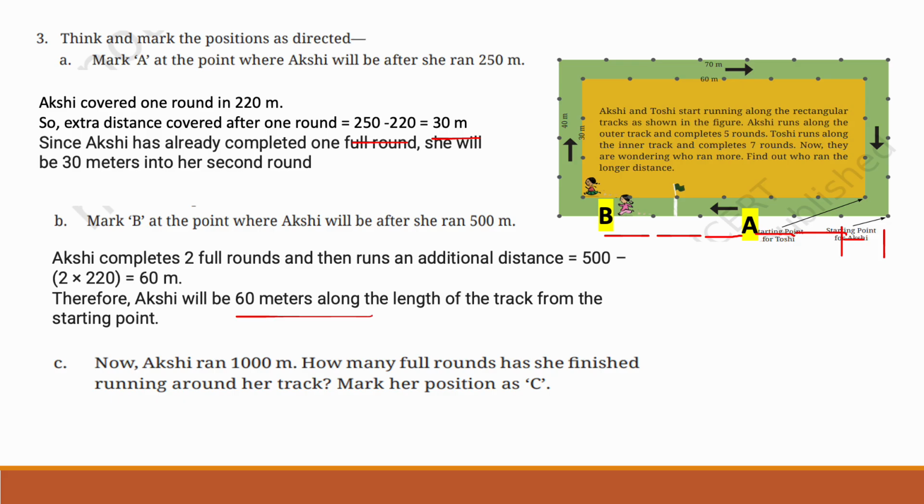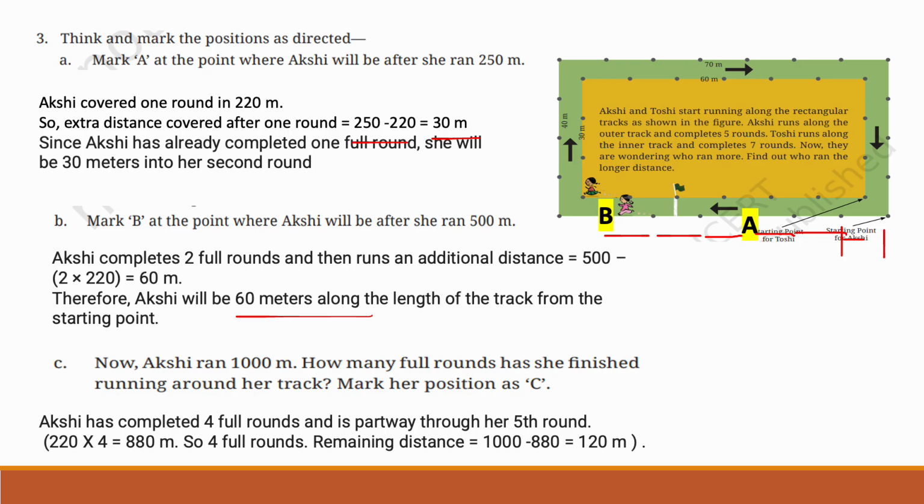Next one. Now Akshi ran 1000 meter. How many full rounds has she finished running around her track? Mark her position as C. Akshi has completed 4 full rounds and is partway through her 5th round. That is 4 full rounds means 220 into 4, that is 880 meter. So 4 full rounds. Then what about remaining distance? Remaining distance is 1000 minus 880, that is 120 meter.